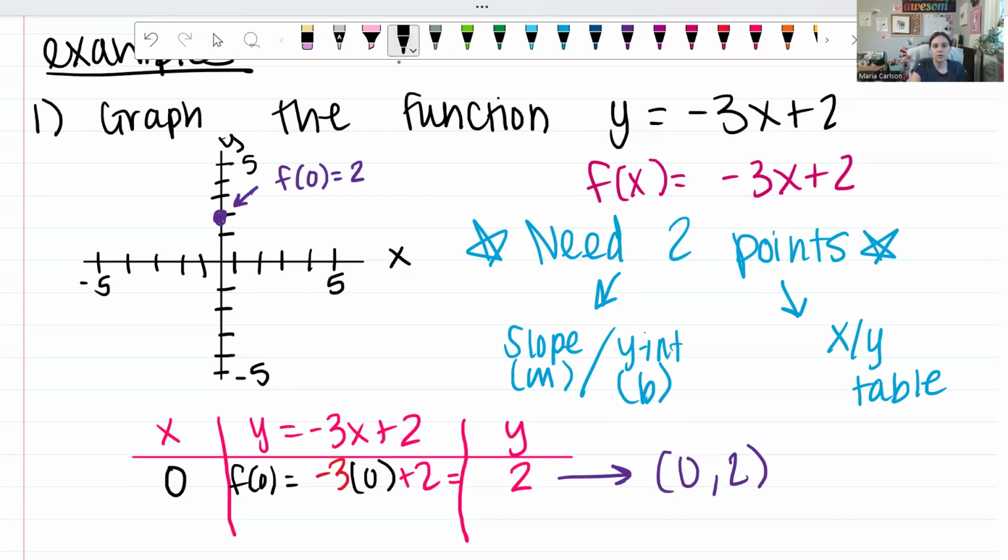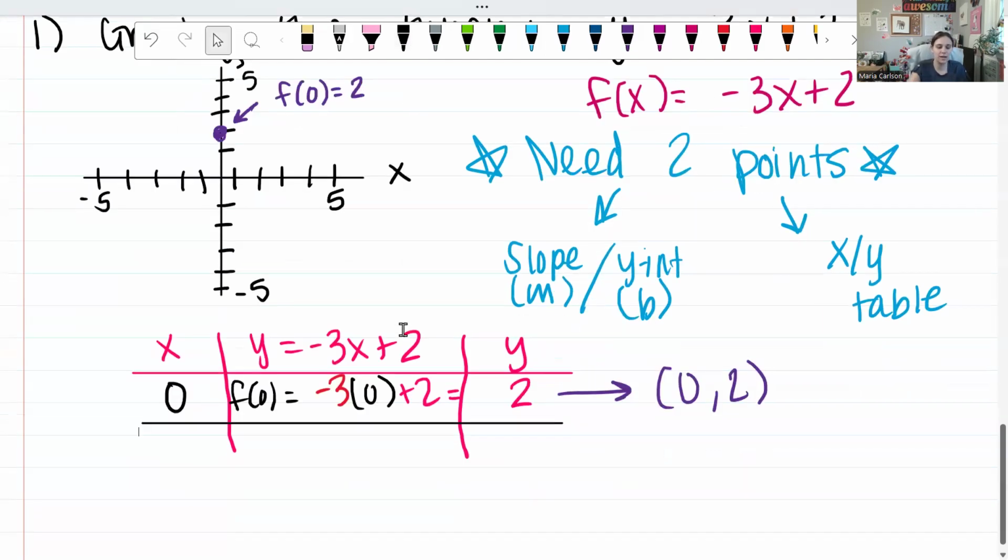Now, I need another point, and I have 2 options. I could do a negative, I could do a positive. I'm going to do +1. So I'm going to find f of 1, which is the same thing as letting x equal 1 in our equation. So that is equal to -3 times 1 plus 2.